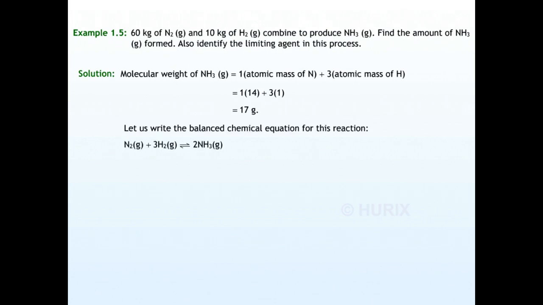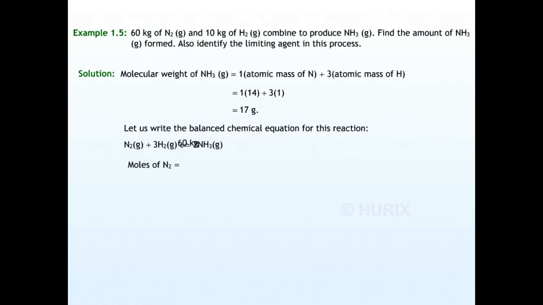Solution. Molecular weight of NH3 gas equals 1 into atomic mass of N plus 3 into atomic mass of H equals 1 into 14 plus 3 into 1 equals 17 grams. Let us write the balanced chemical equation for this reaction. N2 gas plus 3 H2 gas gives 2 NH3 gas.